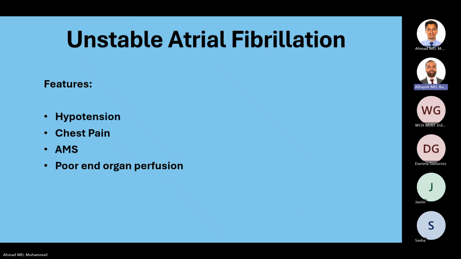In unstable AFib with RVR, they'll commonly find that the patient's hypotensive. The first thing to do is activate the rapid response team of the hospital, okay? So activate the rapid response team. They'll bring the nurse practitioners. They'll also bring several nurses.